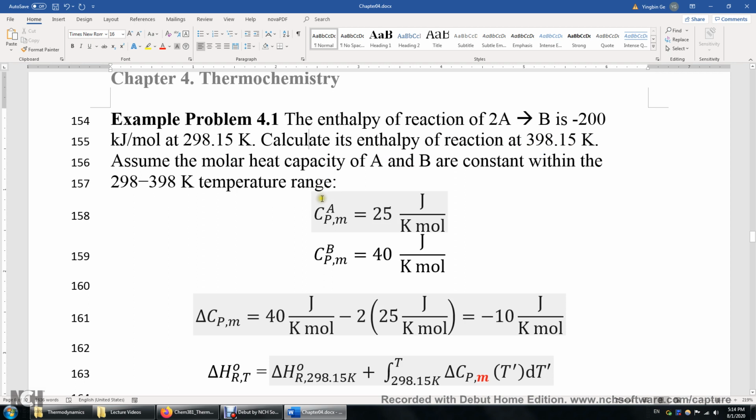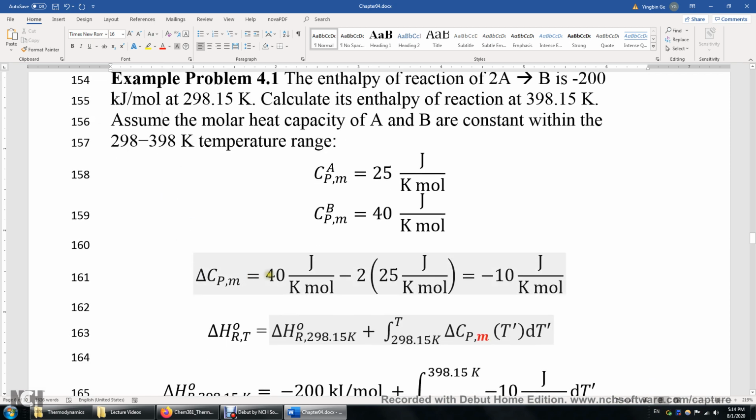First, we need to know the CPM of A and B. Let's say CPM of A is 25 joule per mole K. CPM of B is 40 joule per mole K. Pay attention to the unit. Over here, this is joule, and for reaction enthalpy, usually it's in kilojoule per mole. So remember to do the conversion.